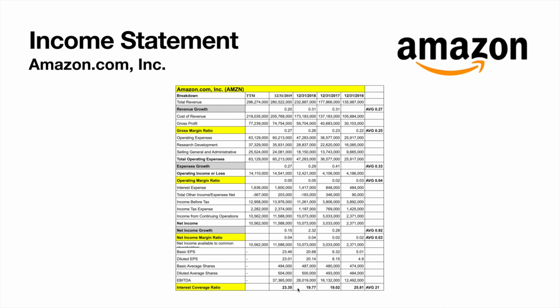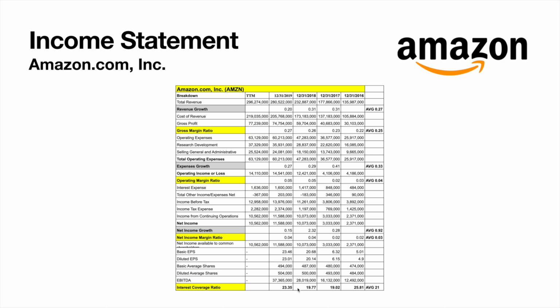The gross profit margin for Amazon is about 25% on average, and this is Amazon's basic profit margin when the company sells its goods or services to its customers. The operating margin is 4% on average, meaning that for every dollar Amazon earns in revenue, it brings about 4 cents in profit. This number could seem low, but it depends on the industry average and the nature of its business.